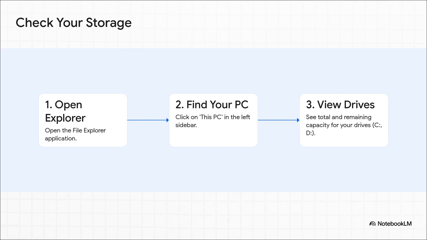And what about checking on that digital warehouse of yours? Your storage? That's even easier. Just open up your File Explorer, that little folder icon, and click on This PC. You'll see your hard drives or your SSDs listed right there, showing you how much space you have in total and how much you have left.